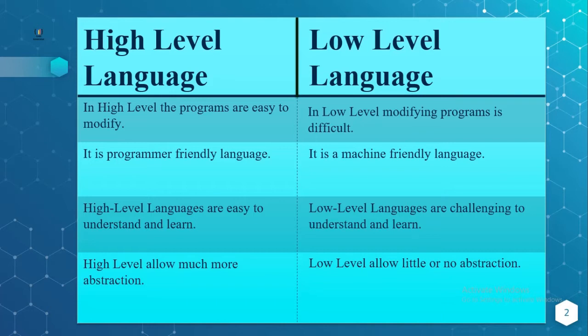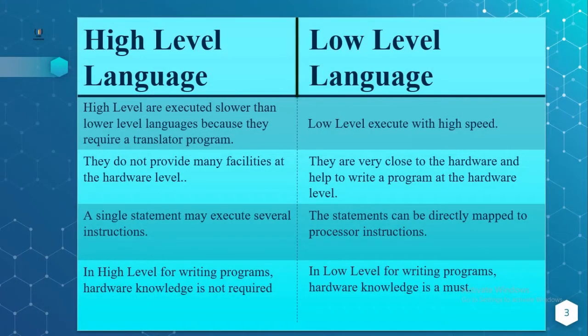High-level languages are easy to understand and learn, whereas low-level languages are challenging to understand and learn. High-level allows much more abstraction, whereas low-level allows little and sometimes no abstraction at all. Next, high-level languages are executed slower than low-level languages because they require a translated program, whereas low-level languages execute at high speed. The speed is more compared to high-level languages.